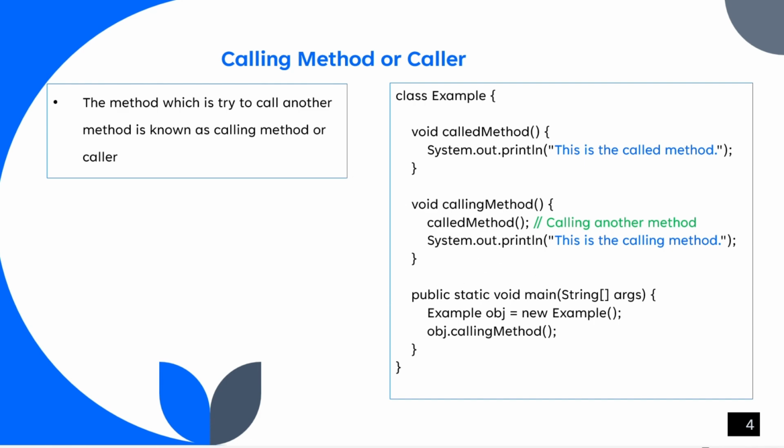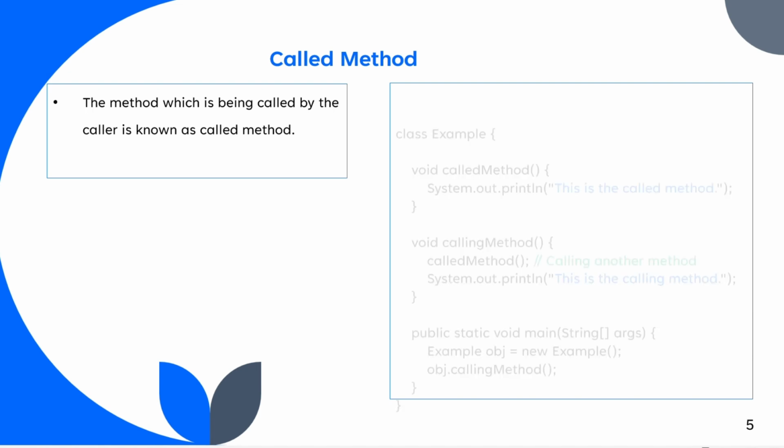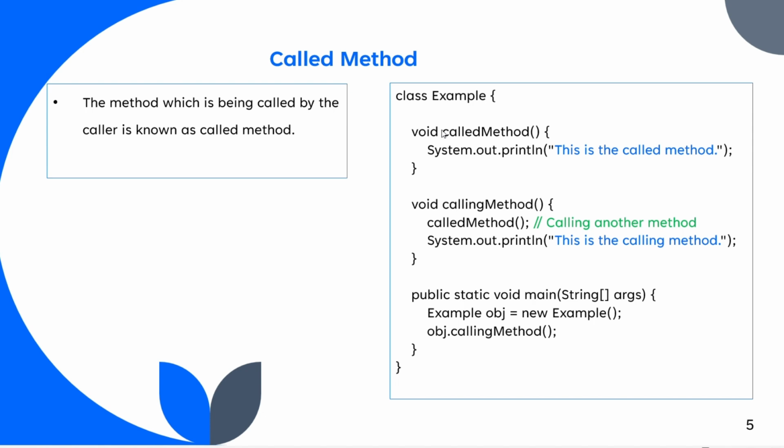So the next one is the called method. What is that? The called method is the method which is being called by the caller. Here the example is the same as the previous one. We have void calledMethod, and this is the called method and this is the calling method.